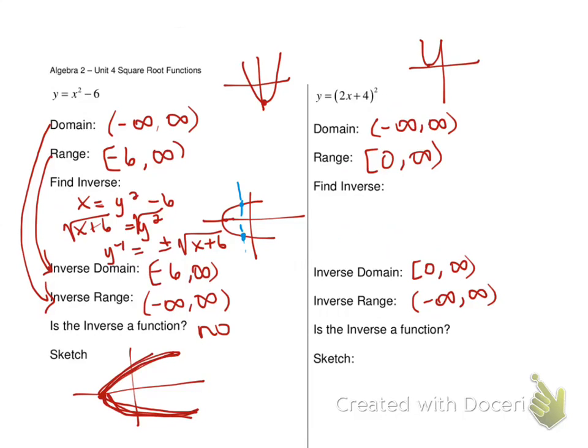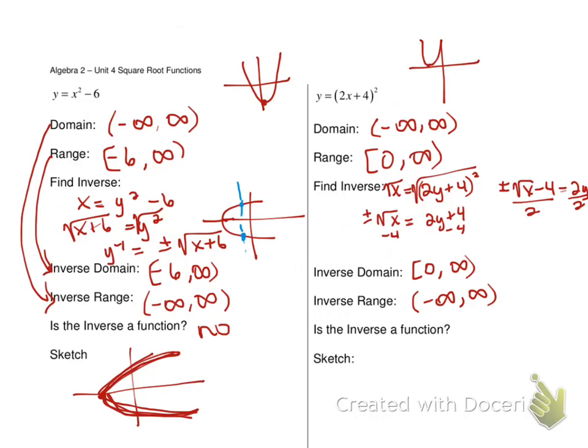So first I'm going to switch x and y. So x equals (2y plus 4) squared. Okay, so the first thing I need to do this time is get rid of the squared. So plus or minus the square root of x equals 2y plus 4. Then I'm going to subtract 4. So plus or minus the square root of x minus 4 equals 2y, then divide by 2. So the inverse is plus or minus the square root of x minus 4, over 2.